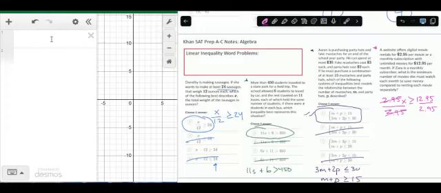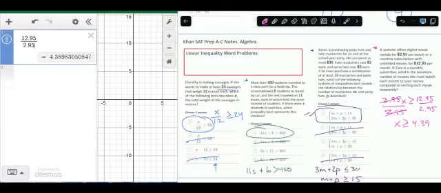And so if we take $12.95 divided by 2.95, we get X has to be greater than or equal to 4.39. That's the number of movies. You can't rent a partial movie, so we need to pick the lowest value of X that is greater than or equal to 4.39, and that would be 5.